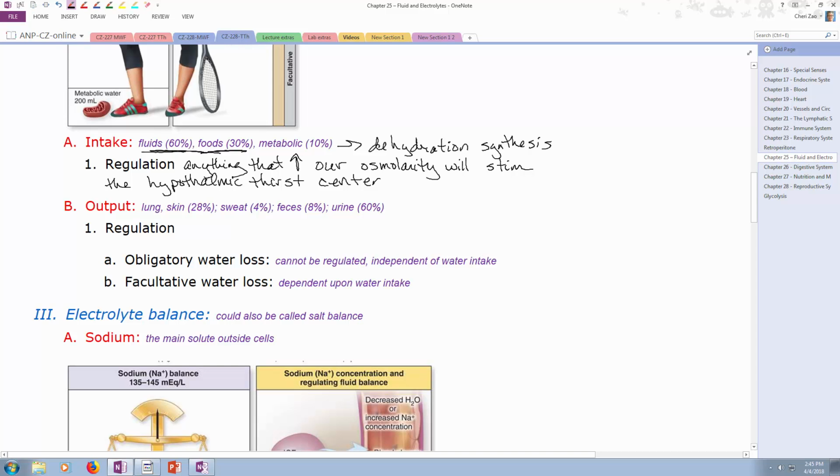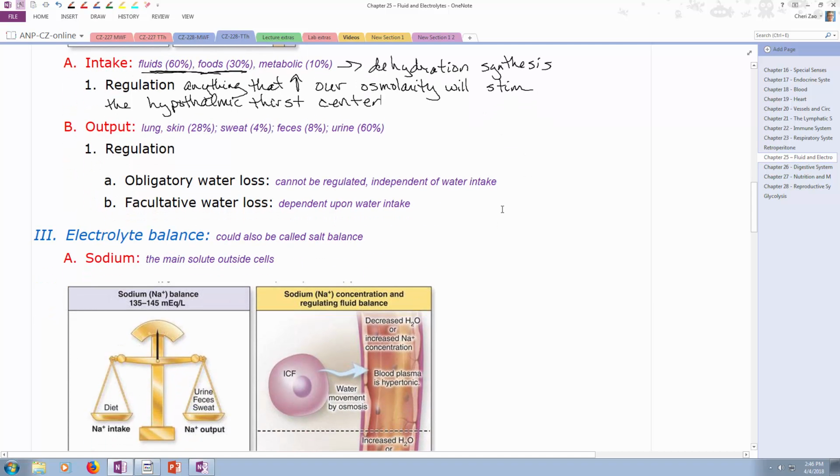So we indeed have a thirst center in the hypothalamus, and it works very well for most of us. The sadness is it seems to get a little spotty in its functioning as we get very aged. And so that's one of the problems for a lot of geriatric people. They don't feel as thirsty as they should, even though their osmolarity is increasing and they don't drink enough water often.